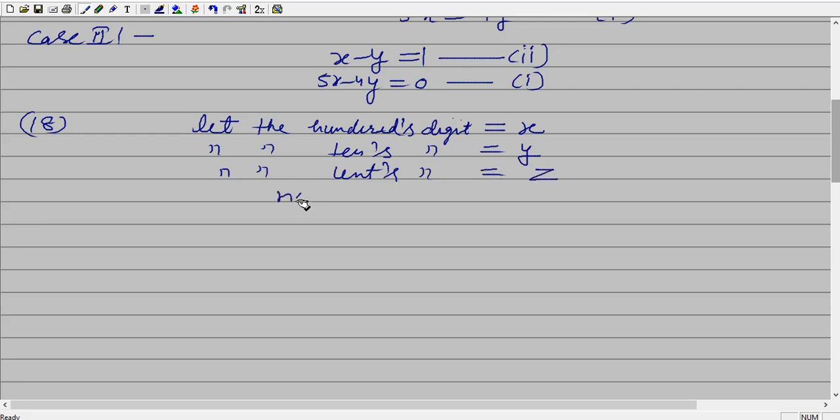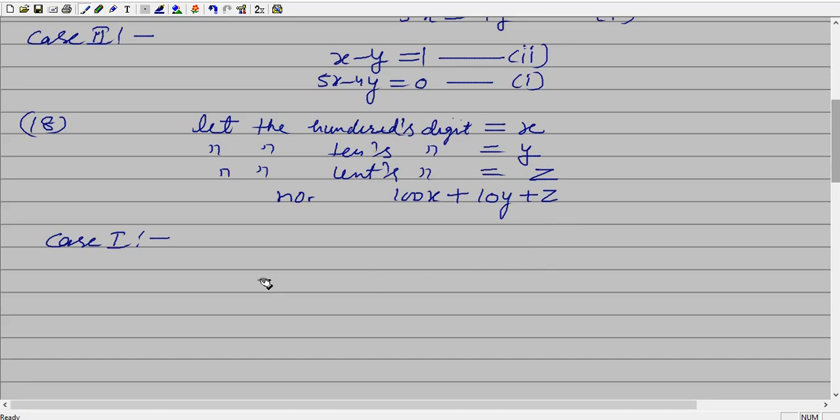Now in this case, the number is 100x plus 10y plus z. Always remember this. Obviously the number of unknown variables is 3: x, y, z. Definitely we are going to make 3 equations. After that you can solve, otherwise you will not solve the question. So the number of unknown variables is always equal to the number of equations we form.